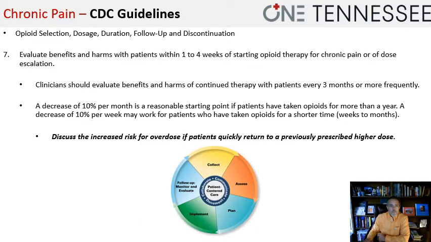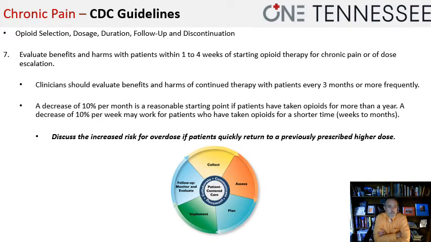When it comes to opioid selection, dosage, duration, follow-up, and discontinuation, there are also some guidelines to help. You want to evaluate the benefits and harms with patients within 1 to 4 weeks of starting an opioid for chronic pain, or if you've changed the dose, specifically if you've escalated that dose. You should always evaluate the benefits and harms of continued therapy with patients every 3 months, or even more frequently if you're having continuous dosage adjustments.